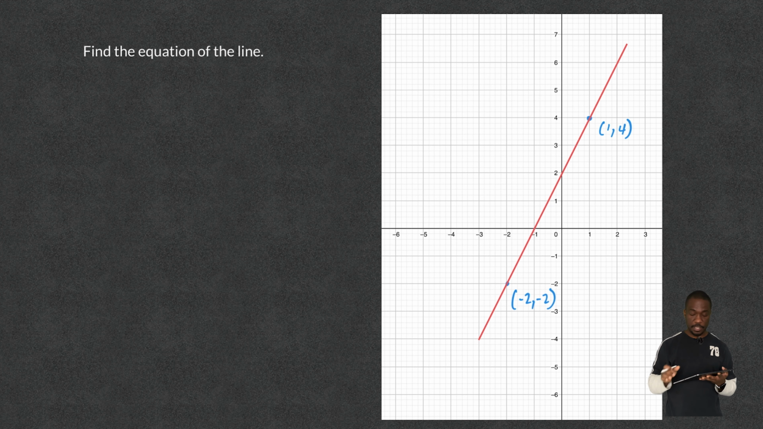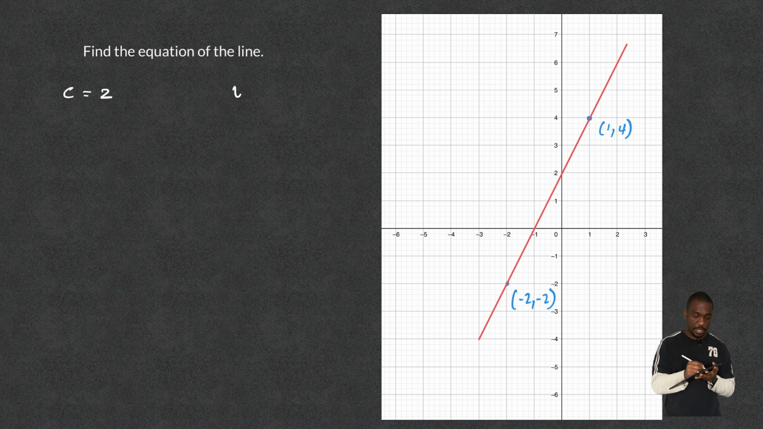So we need to find the equation of the line, but this time the line is drawn on a graph. So we've got some work to do. All right, here we go. Again, two bits of information we need: gradient, y-intercept. The y-intercept is really easy because they've been kind enough to draw it on a graph for me. I can see it cuts the y-axis at 2. So I already know that my y-intercept c is equal to 2.